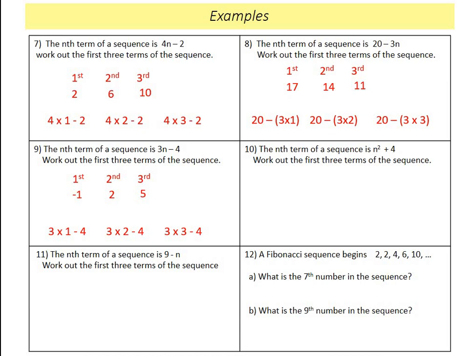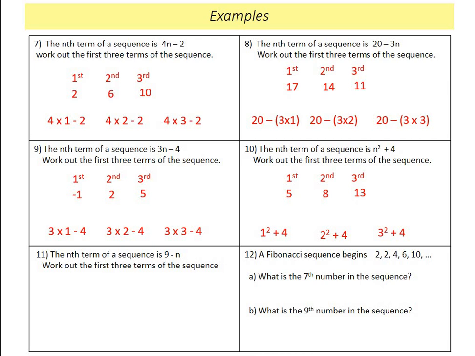For question 10, the nth term of the sequence is n squared plus 4. So what I need to do is square my term and then add 4. So for the first term, I need to do 1 squared, add 4, which is 5. For the second term, 2 squared, add 4, which is 8. For the third term, 3 squared, add 4, which is 13.